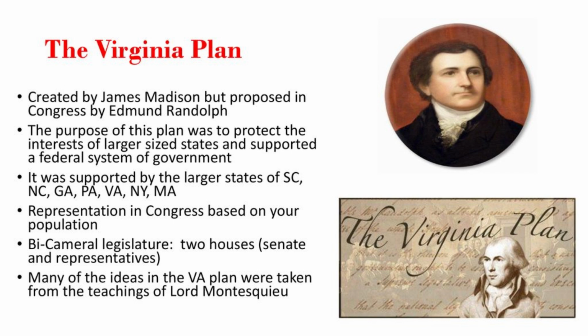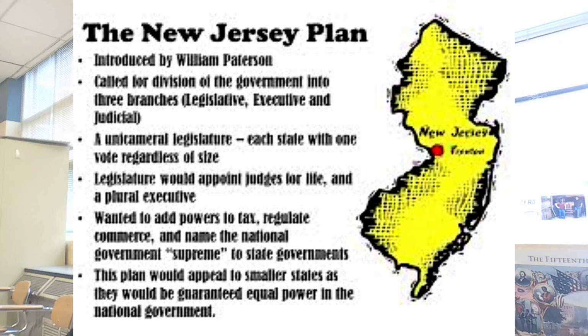Now, in contrast, you're going to have the New Jersey Plan. This was put forth by William Patterson. It aimed to preserve the framework of the Articles of Confederation with a unicameral legislature. Each state would have equal representation, regardless of size or population, and the federal government would gain some additional powers, but not to the extent that the Virginia Plan is going to be proposed.